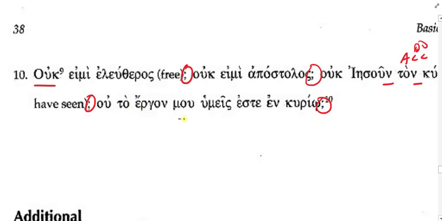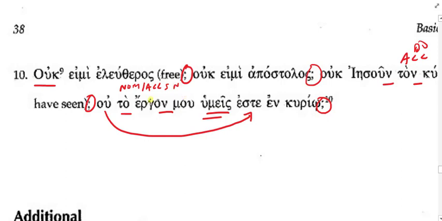And then, ou to ergon mou humeis este en kurio. So here's the ou. It goes with the este. So, not you are. There's the overt subject pronoun. So, are you not my work, in the Lord? Okay. Good. Now notice that to ergon is what case? Okay, nominative. It could possibly be accusative, singular neuter, right? But because the verb is a copular verb, este, that tells you that the subject is second plural. Humeis is also nominative. Which one of these is the subject noun?